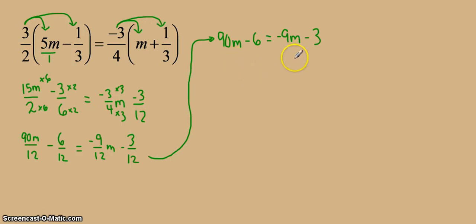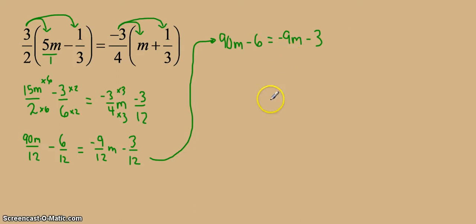Remember, when you have variables on both sides of the equal sign, you want to remove any variables that are on the right. So we need to get rid of negative 9m. The opposite of negative 9m is positive 9m. So we must add 9m to both sides of the equal sign, remembering that you can only combine like terms. So you can only combine m terms with other m terms. 90m plus 9m is 99m. Subtract 6 equals, this makes 0, so we're just left with negative 3.